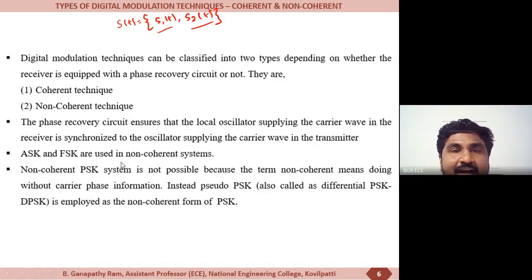Generally, ASK and FSK are used in non-coherent systems, whereas PSK can be deployed with the help of coherent system, and PSK cannot be implemented in the case of non-coherent system. For the non-coherent PSK, pseudo PSK or differential PSK system can be deployed, which will be discussed briefly in the further sessions.